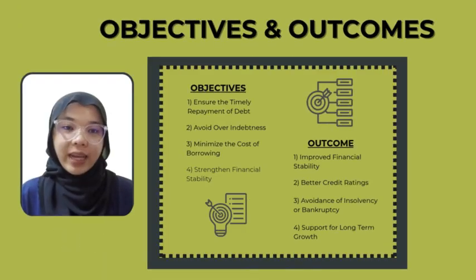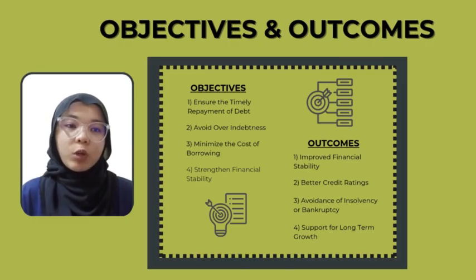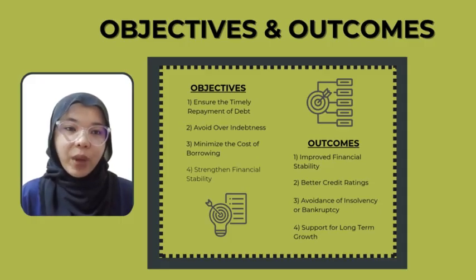As you can see on the left-hand side, we have identified 4 critical objectives that will guide our financial decisions and actions. First is to ensure the timely repayment of debt. This isn't just about meeting deadlines, it's about maintaining our financial integrity, building trust with lenders, and avoiding costly penalties. A strong track record of timely repayment is fundamental for our long-term financial health.